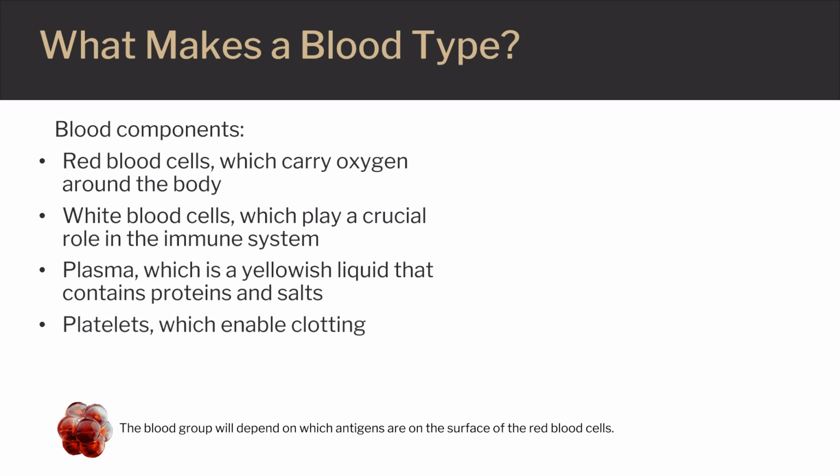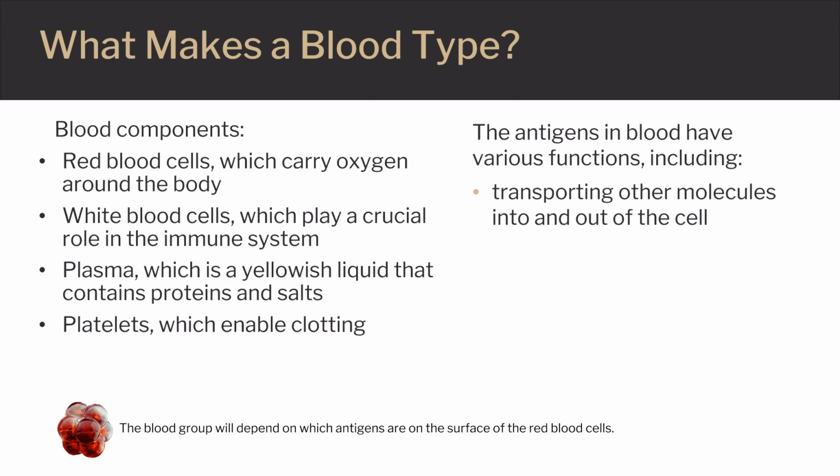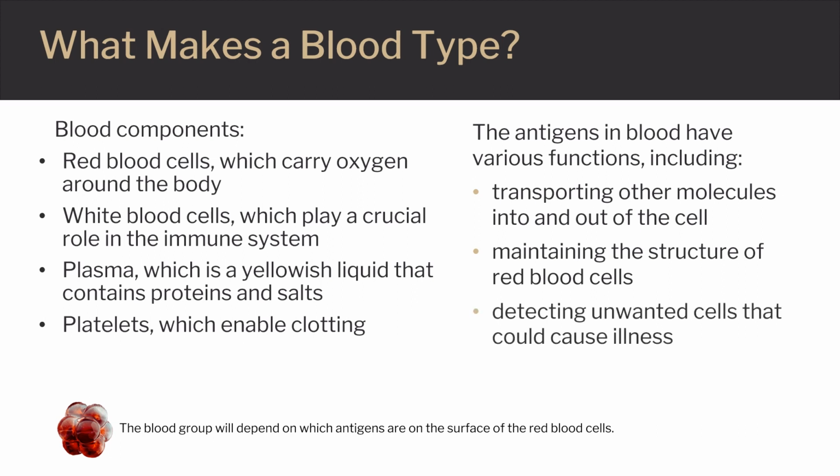Antigens are molecules. They can either be proteins or sugars. The types and features of antigens can vary between individuals due to small genetic differences. The antigens in blood have various functions, including transporting other molecules into and out of the cell, maintaining the structure of red blood cells, and detecting unwanted cells that could cause illness.